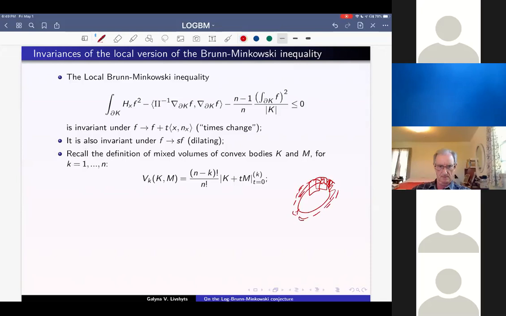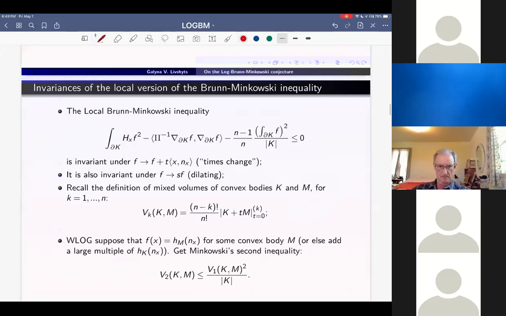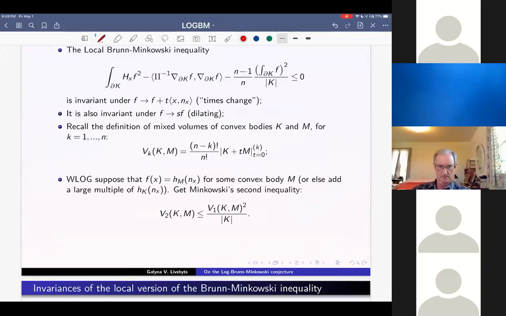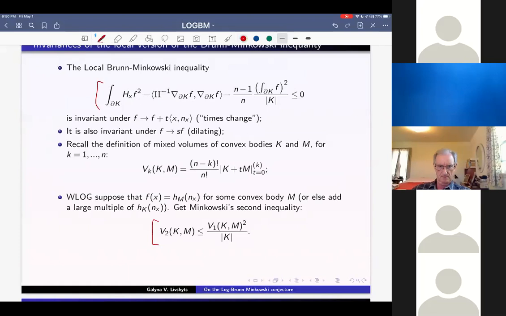Therefore, if F is a support function of the convex body M, then the local version of the Brunn-Minkowski inequality becomes the so-called Minkowski second inequality. The first mixed volume squared is at least the second mixed volume, where the second mixed volume is the second derivative and the first mixed volume is the first derivative.